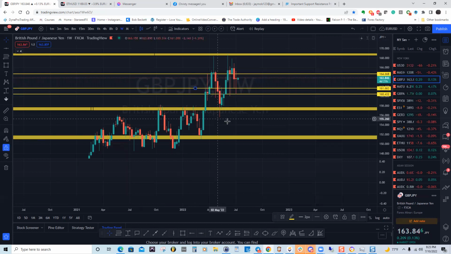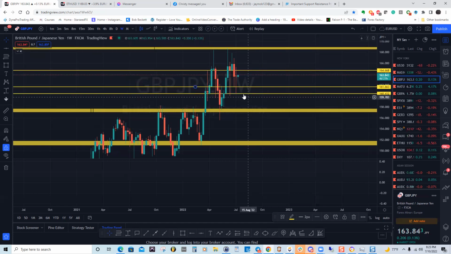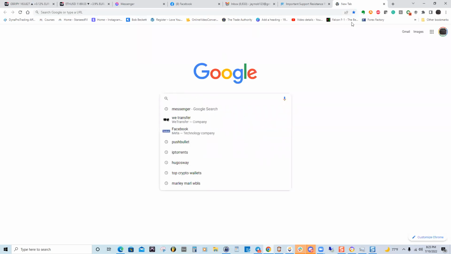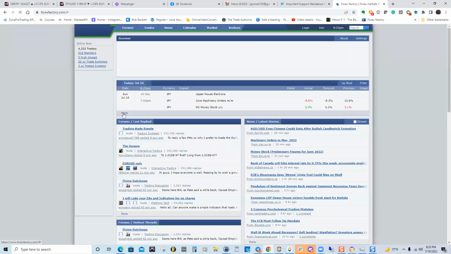But like I said, I'm looking to try to get a 200 pip move on this GJ. So right now it's at 163.80, 163.844. So it looks like it's buying right now. But depending on what happens in the next couple of days, because there's going to be a whole bunch of news coming out this week, I don't know if people know that or not. So the markets are going to be moving like crazy, man. This market here is going to be moving like nuts.